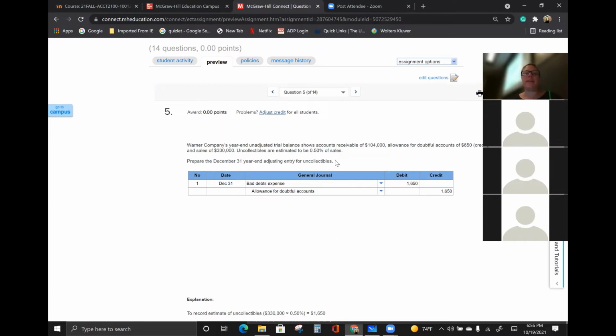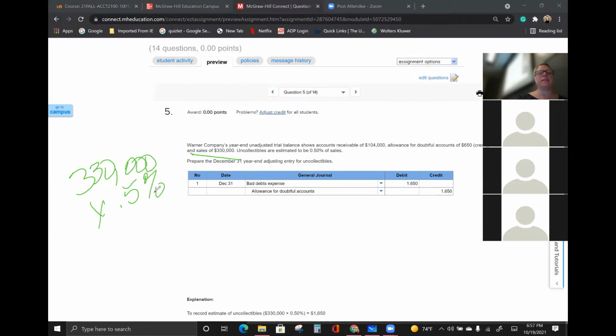Okay, so it's saying they're using the sales method. So they're going to take the $330,000, which is my sale amount, times 0.5%, and that's the $1,650. So that's how I come up with what my estimate's going to be.